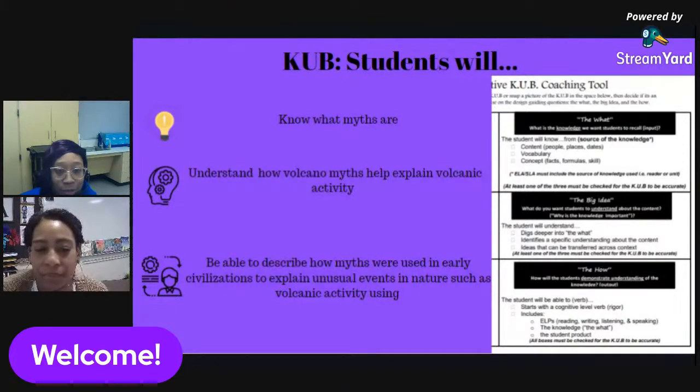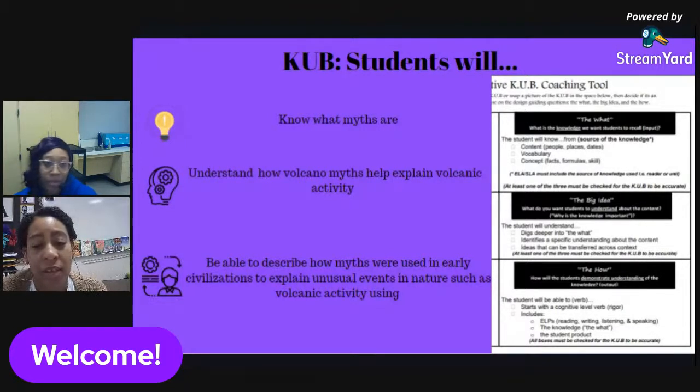I was thinking that as I was talking through the formative assessment. After the be able to, compare and contrast how myths were used in early civilizations. Instead of describe, that should be my cognitive verb, because that's what they're doing. They're comparing and contrasting. Absolutely, that's true.